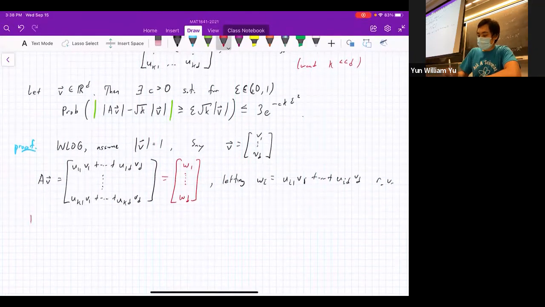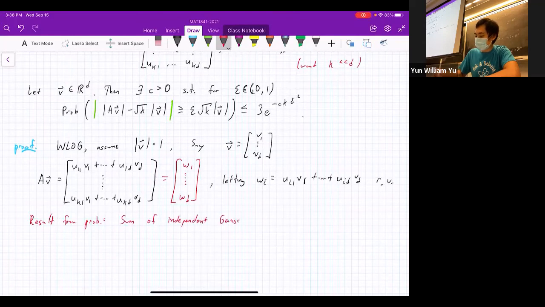There is a very cool result from probability, which I'm not going to prove, but you can prove it a number of different ways. Usually people use the characteristic function since things fall out pretty nicely from there. But we're just going to use this result from probability: the sum of independent Gaussians is Gaussian.